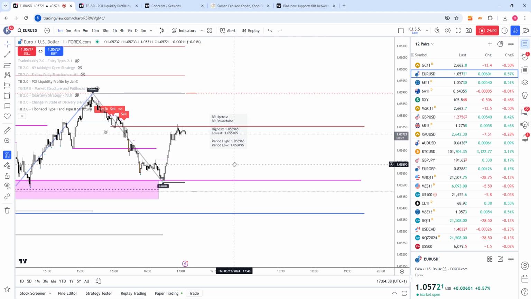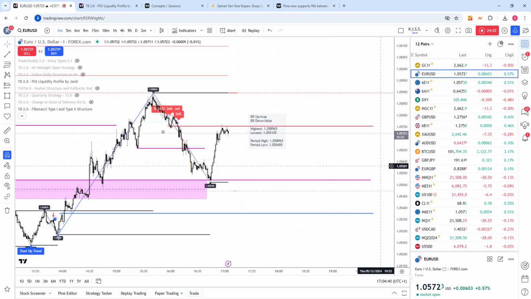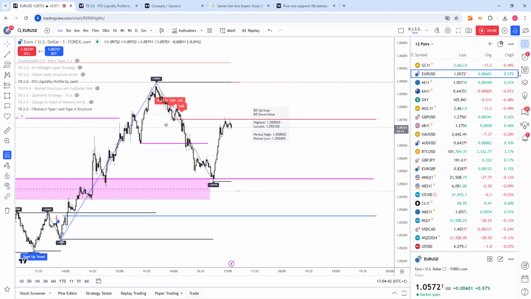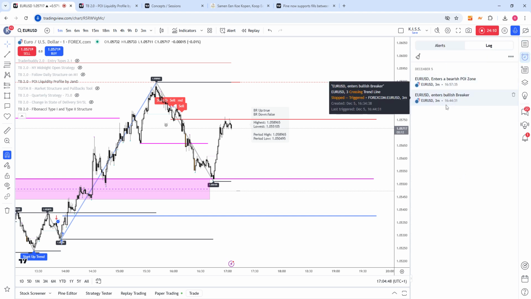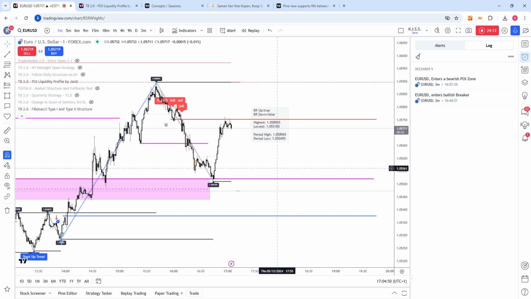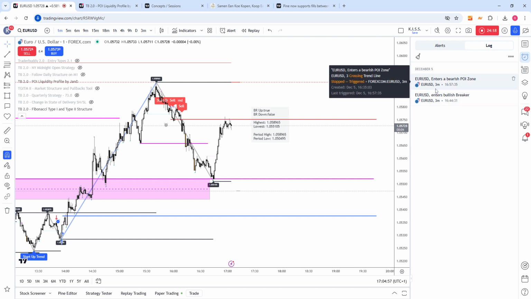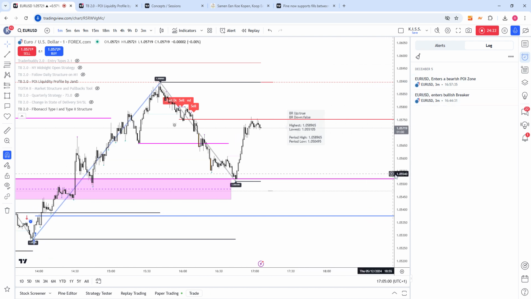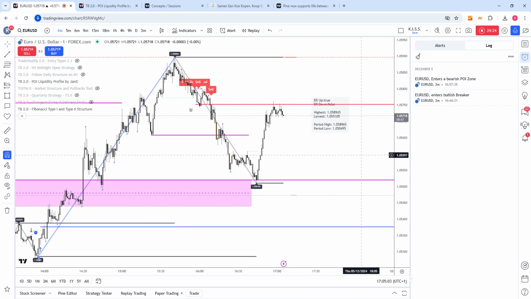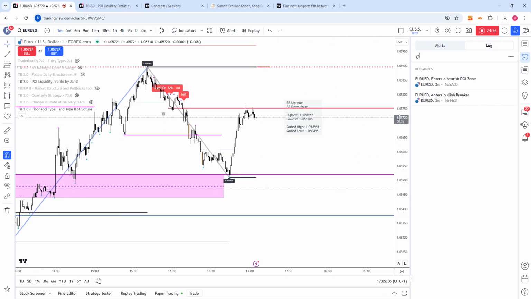We marked off 2 levels. We should have had 2 alerts, but oh, we did have 2 alerts. Okay, we enter a bullish breaker. That was the first alert. And then there was an alert. We entered a bearish POI zone. God damn, that's just the 2 levels we marked off.